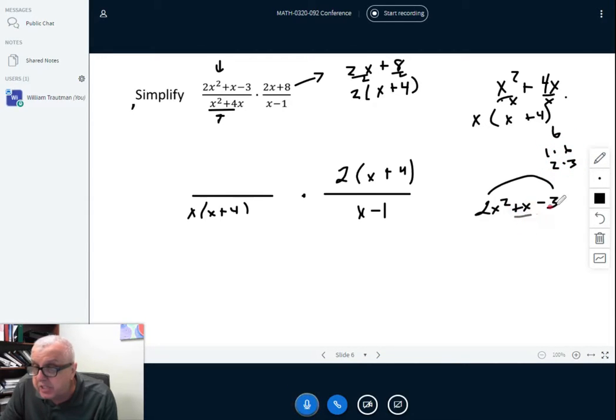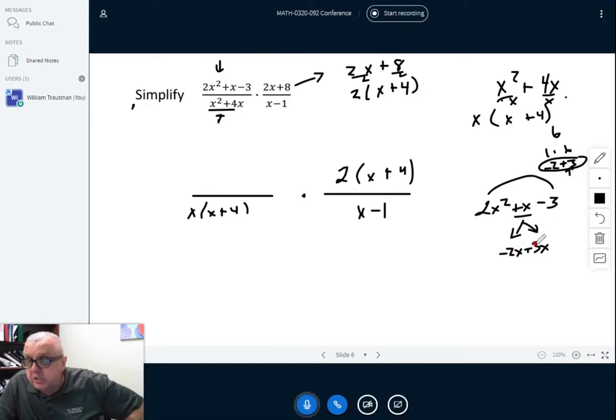How do I get a plus 1 out of this? A plus 3 and a minus 1. A plus 3 and a minus 1 give me a plus 1. So this is called the AC method, where we split the middle. We get a negative 1x and a plus 3x. We use these numbers to split 1x into a minus 1 plus 3. This minus 3 comes down. This 2x squared comes down.